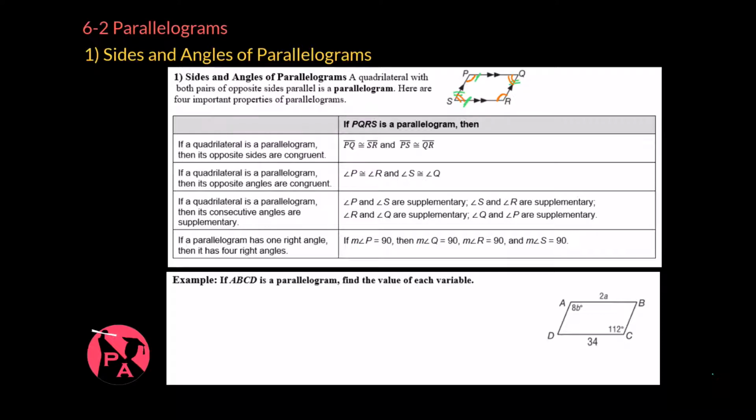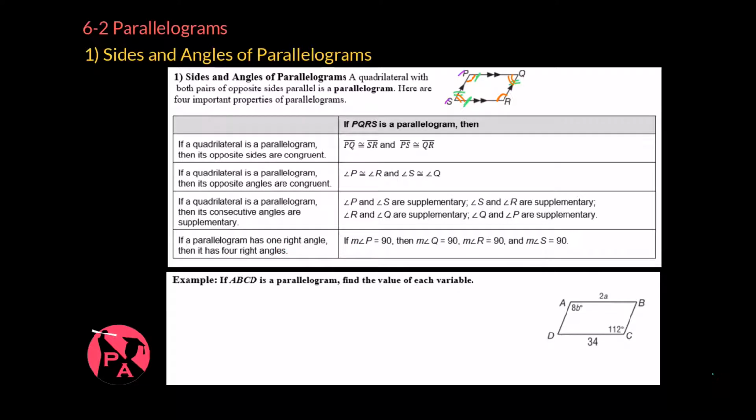The third property that we have, the consecutive angles are supplementary. So the consecutive angles are these ones. Let me choose another color here. Okay. This one, P and S. These two angles are consecutive because they're right by each other, or P and Q, or Q and R, or S and R. The measure of these, the ones that has one symbol and two symbols, their sums are 180 degrees because they're supplementary.